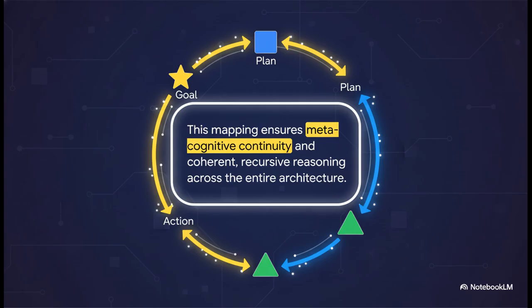And the result of this elegant coordination is what the source calls metacognitive continuity. The easiest way to think about that is the system always knows not just what it's doing, but why it's doing it. Because every single action is mapped back to a plan and a goal, the system keeps a coherent train of thought. And that's what allows for this incredibly complex, distributed, and even recursive reasoning across the entire architecture.